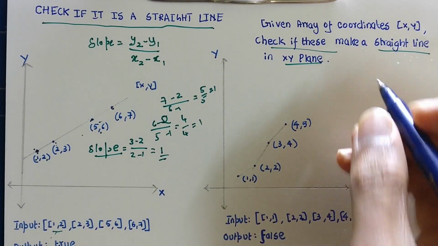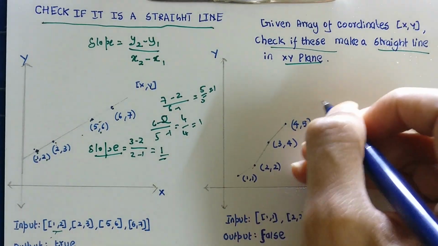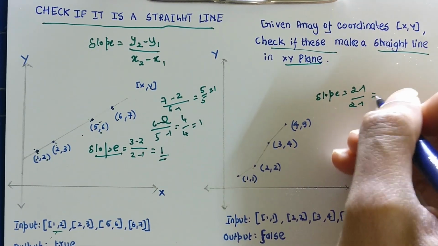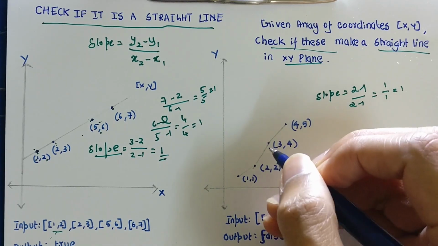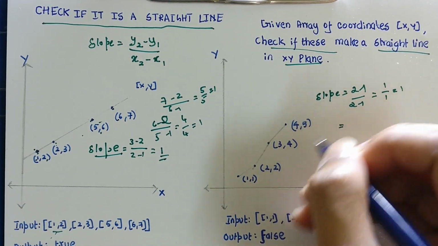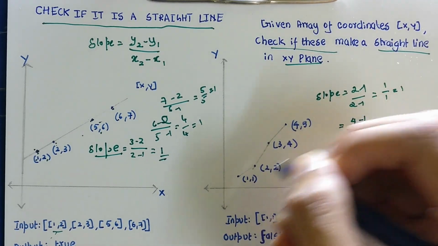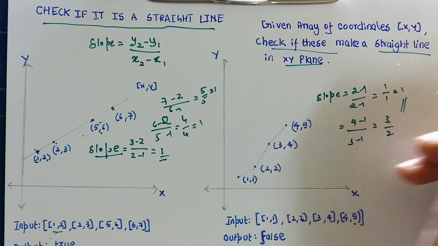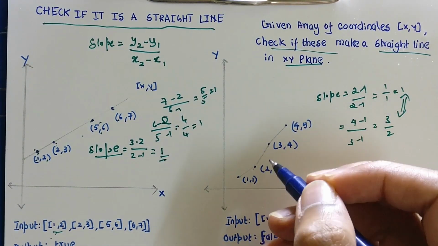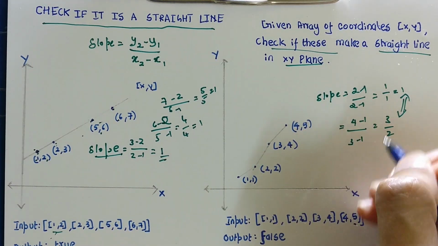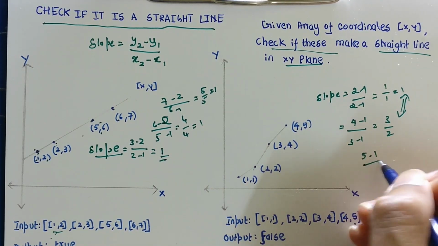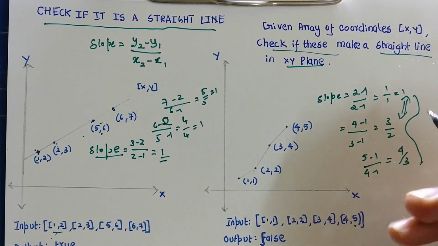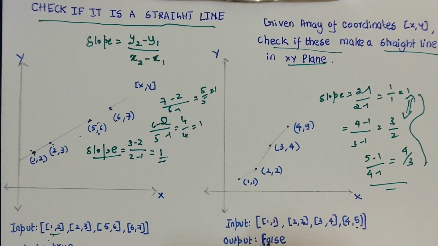Similarly, if we consider example 2, the slope between the first 2 points is 2 minus 1 by 2 minus 1, which is 1 by 1, which is 1. If we consider the second point, which is 4 minus 1 by 3 minus 1, which is 3 by 2. So these two are not equal. So these points do not lie on a line. If you want to check the other one also, it is 5 minus 1 by 4 minus 1, which is 4 by 3. So all the slopes are not equal, and hence they do not lie on the straight line. So here we have returned false.